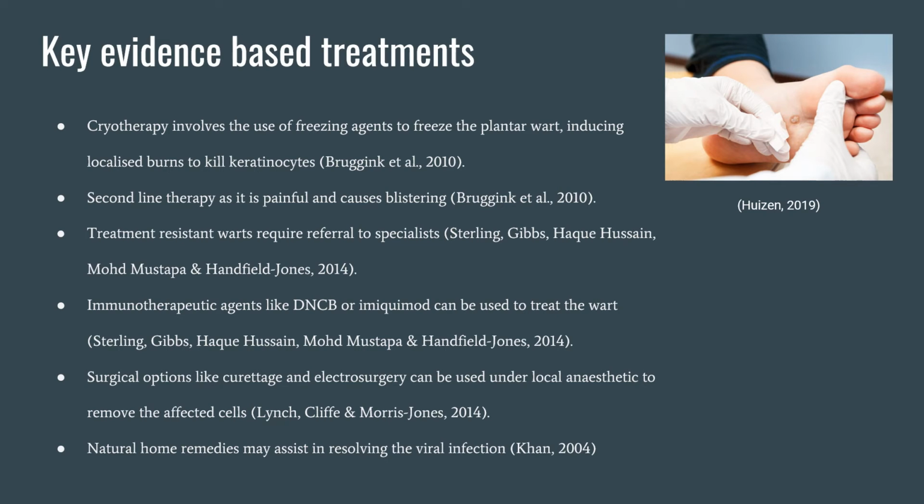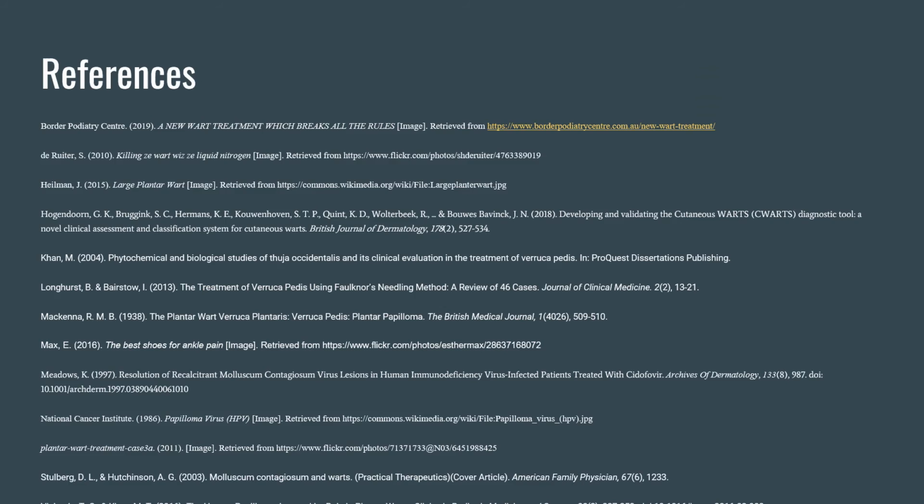Surgical options like curettage and electrosurgery can be used under local anesthetic to remove the affected cells. Other alternative treatments include thuja ointments and natural home remedies may assist in resolving the viral infection.